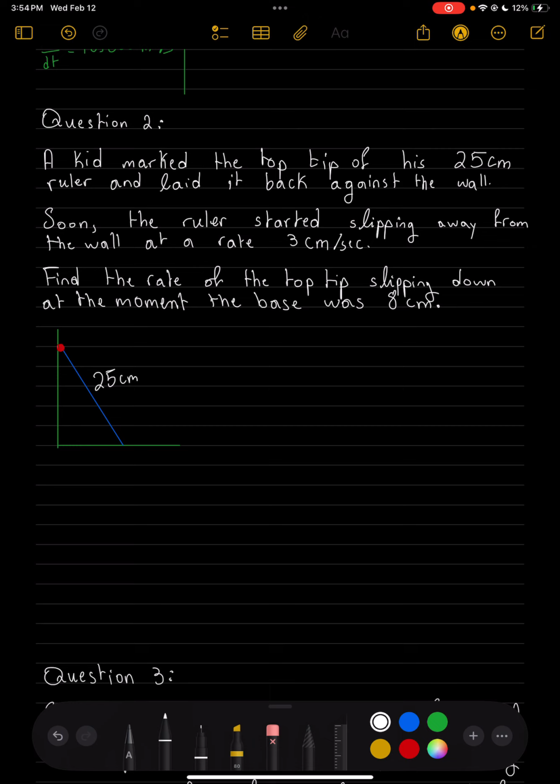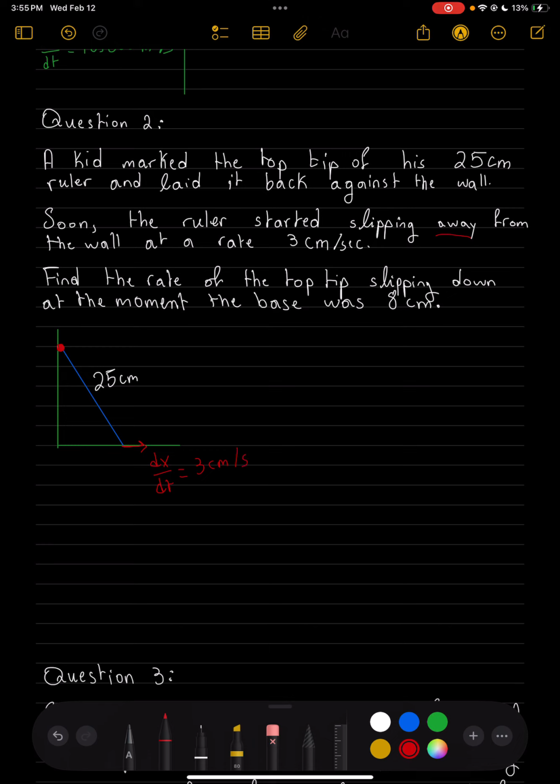Soon the ruler started slipping away from the wall. So the key word over here is the word away. So that means that the distance over here, it's slipping away from the wall. So you notice how a ruler, when it falls, it's gonna flatten out as such. So over here, it's slipping away from the wall at a rate of 3 centimeter per second. So I'm gonna call this dx over dt, 3 centimeter per second.